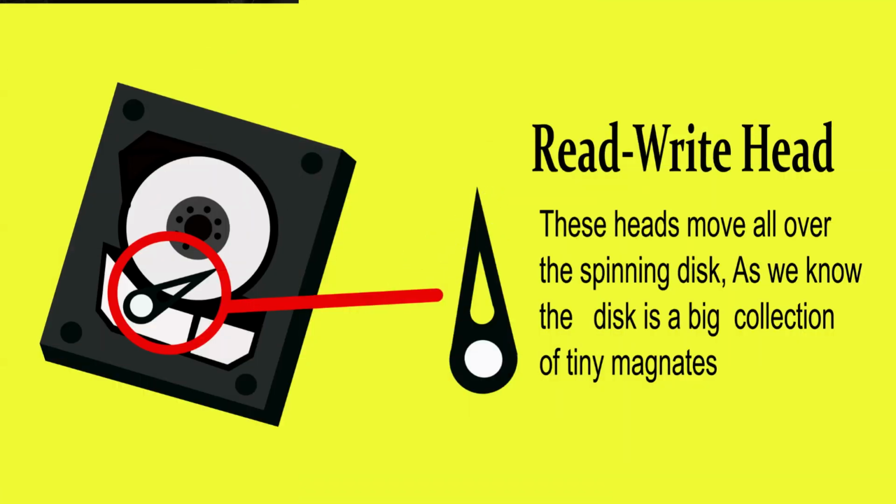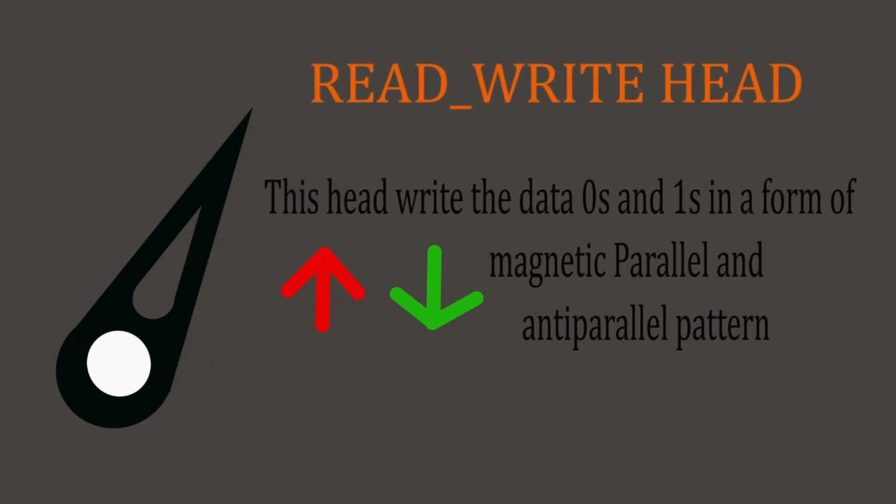Now let's talk about read-write heads. These heads move all over the spinning disk. As we know, the disk is a big collection of tiny magnets. These magnets can point either up or down.